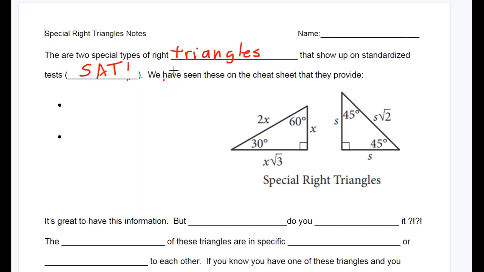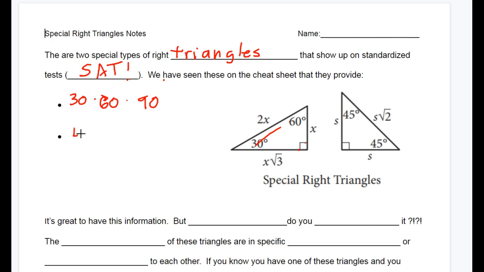So we've seen these on the cheat sheet they provide. You've seen these before on the cheat sheet we've gone over in class. The first one that we're going to talk about is a 30-60-90 right triangle. It's called that because one angle is 30 degrees, another one is 60 degrees, and the third one is that 90-degree angle that makes it a right triangle.